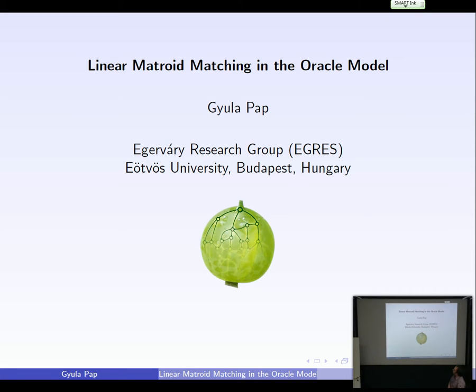I speak about matroid matching, and especially the case of the oracle model. That is, the matroid rank function is given by a black box, and so we don't have the linear representation. Earlier approaches needed the linear representation. That's why there's not so much of a new result that I will mention. It's more like issues.